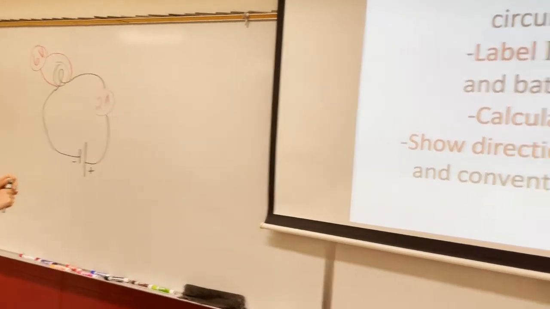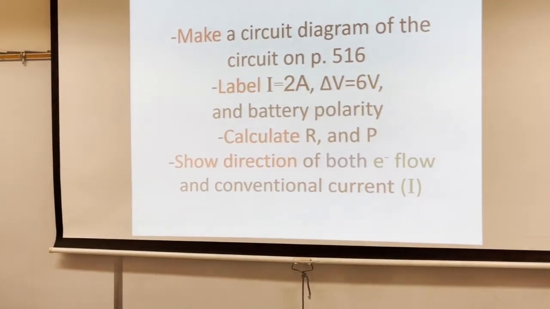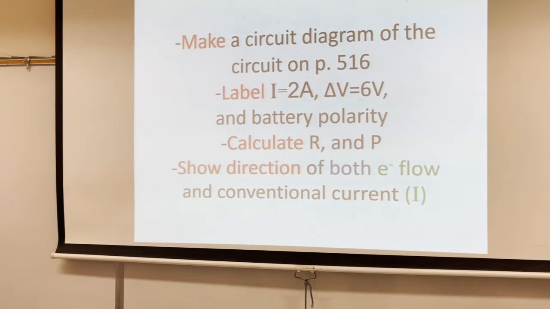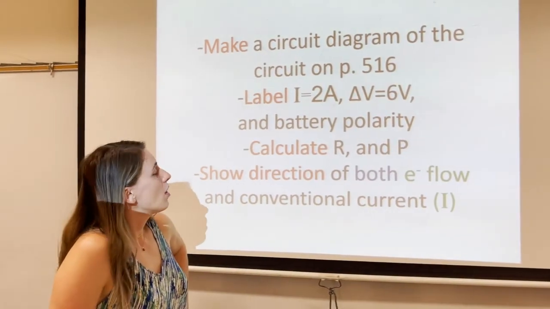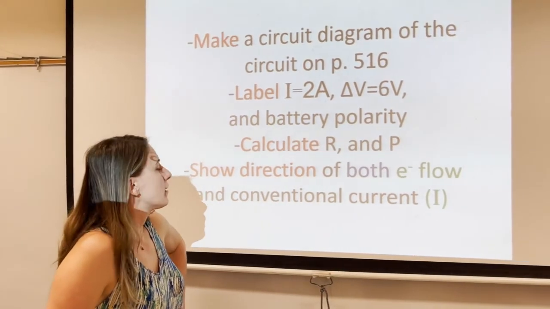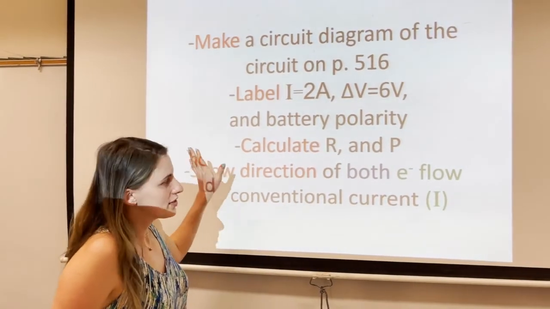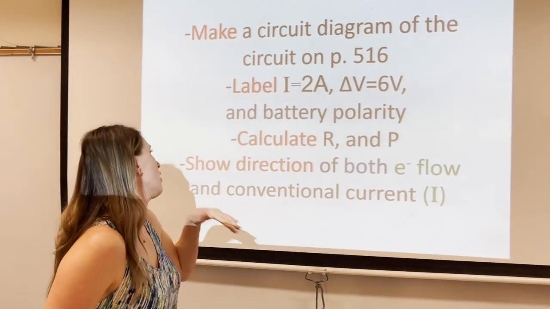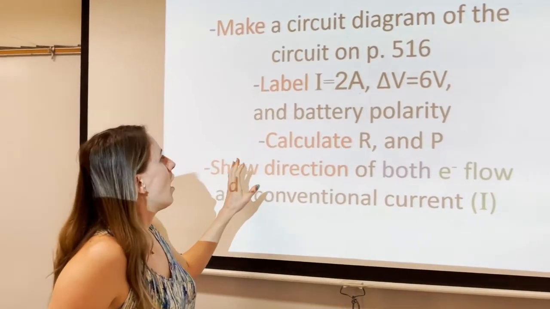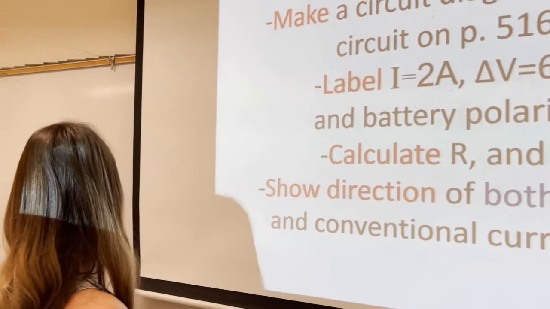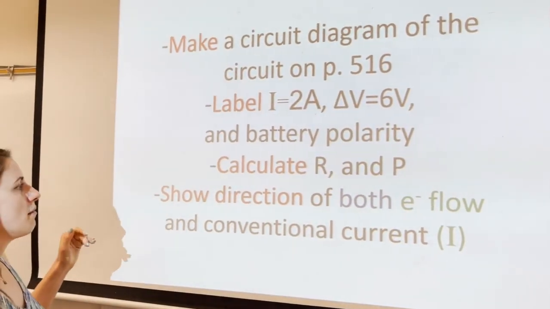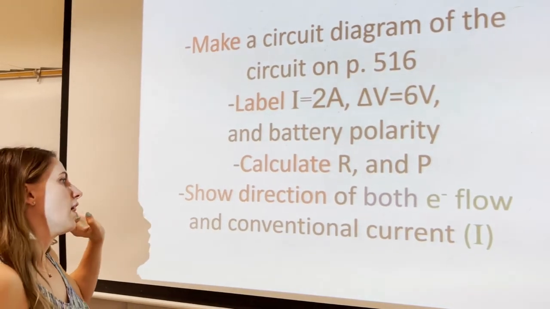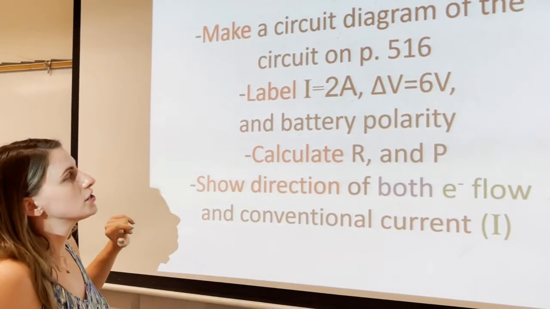Is this something that they could do, or should we do it for them? Oh wait, this is something you guys can do. So for homework, I want you guys to calculate the resistance through the light bulb there, and the power that the light bulb is going to have. Then also show the direction of the electron flow and the conventional current.